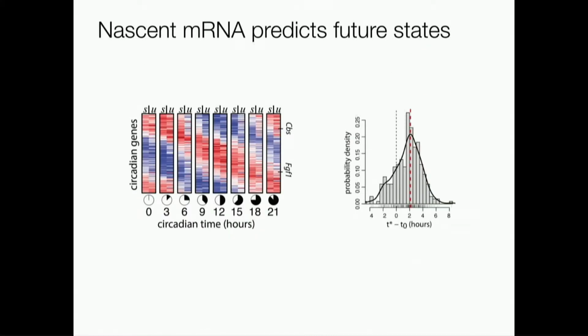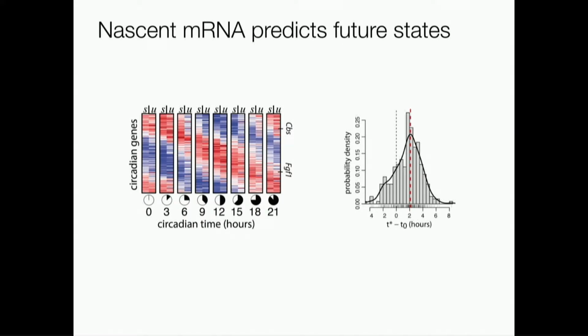So applying this now again to bulk RNA, this is circadian rhythm, this is liver cells. This is a data set where RNA was sampled every 3 hours, and you can see spliced and unspliced RNAs. We separated them. And the important point here is that at every time point, the unspliced RNA is more similar to the spliced RNA of the next time point.